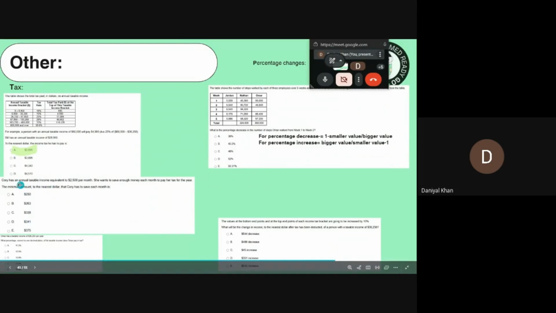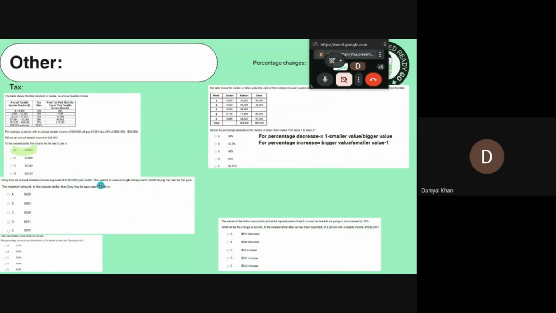so Corey has an annual taxable income equivalent to $2,500 per month. She wants to save enough money each month to pay her tax for the year. The minimum amount to the nearest dollar that Corey has to save each month is. So because she has an annual taxable income equivalent to $2,500 per month, you have to do 2,500 times 12 just to find out how much she makes in a year.